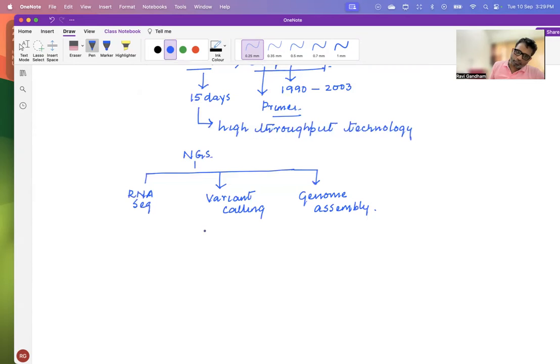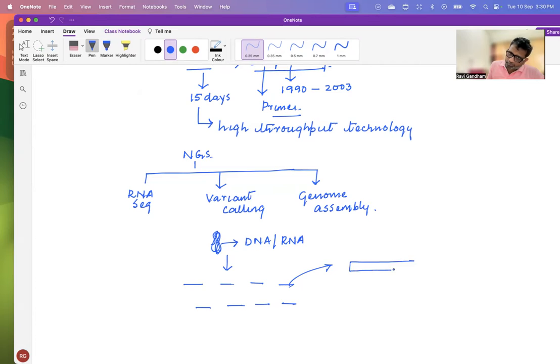Today we're going to first talk about the chemistry of how the sequencing reads are generated in NGS. So let it be DNA or RNA, initially, it is fragmented into millions of pieces. These pieces are now attached with an adapter. When I draw a fragment, it is a double-stranded molecule. These pieces are attached by adapters on both the sides.